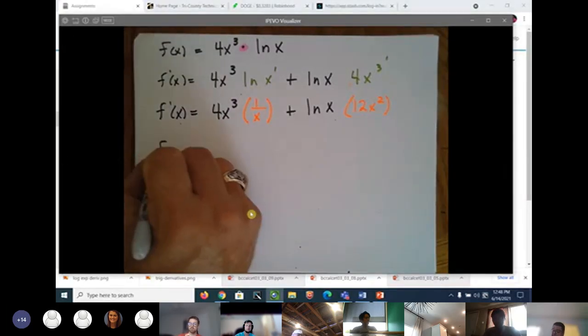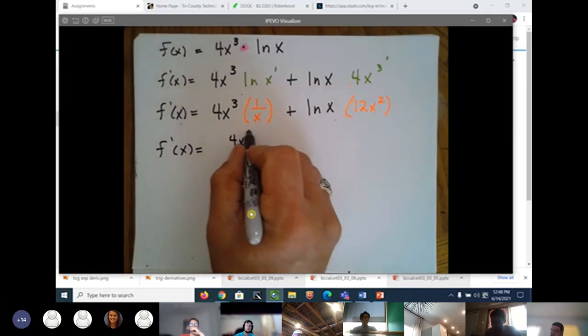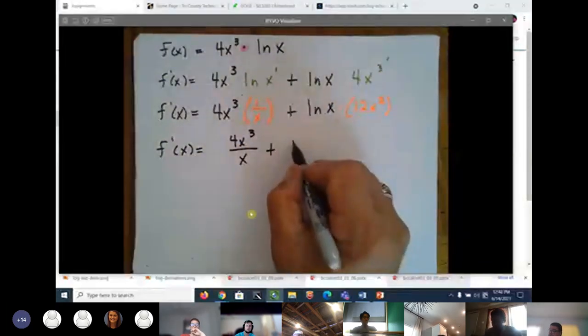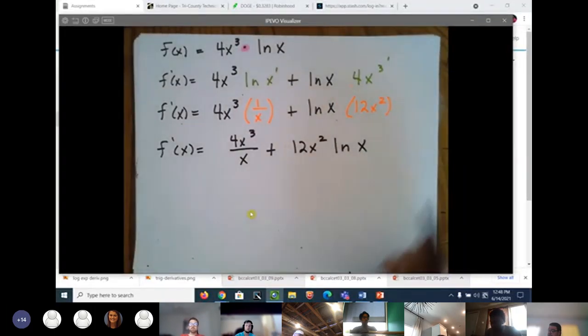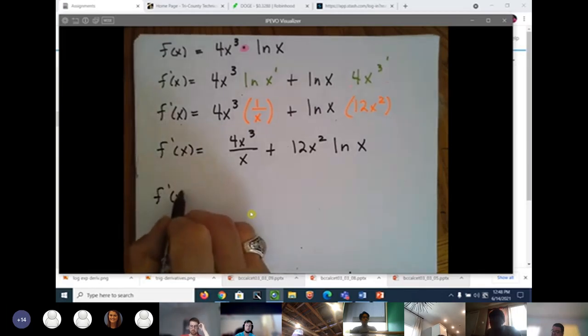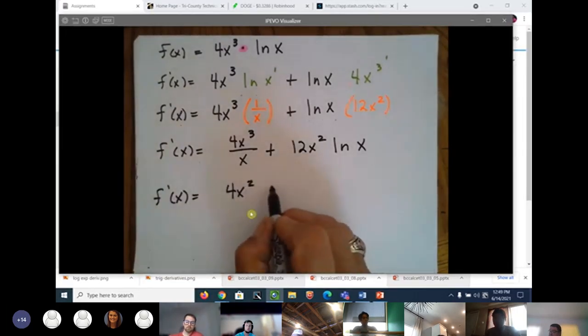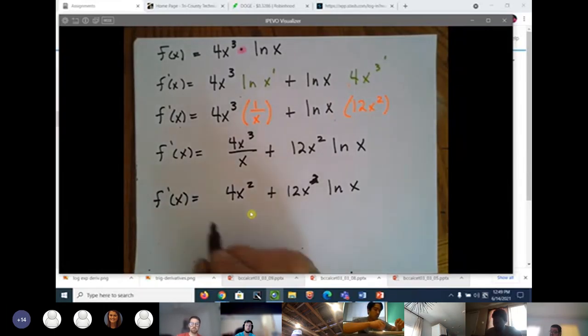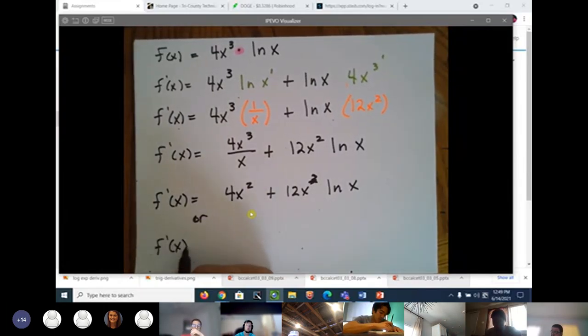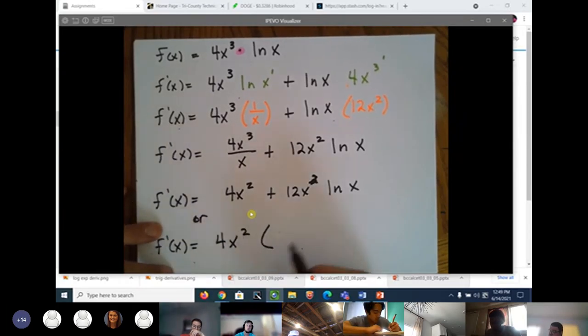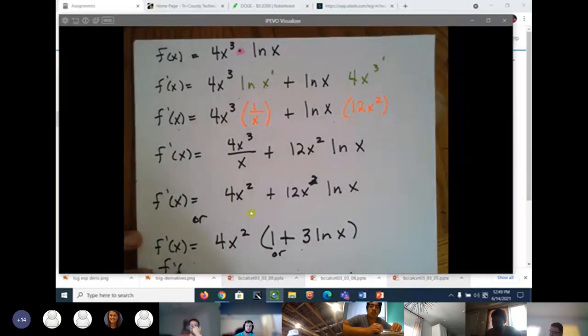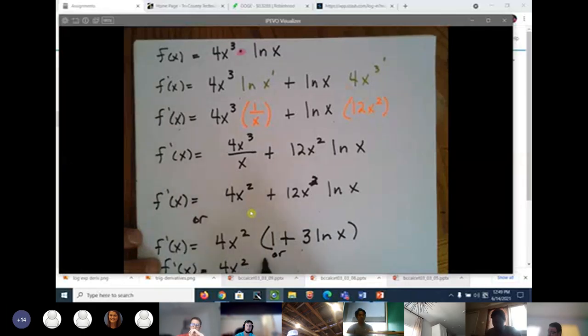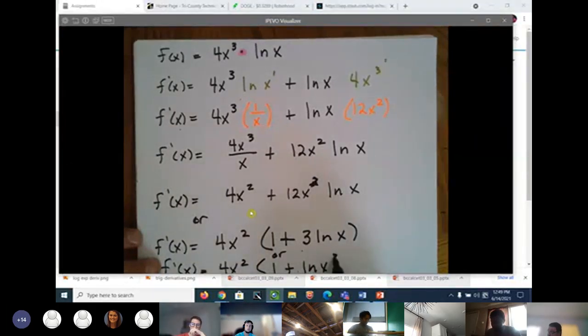So f prime of x is equal to 4x cubed over x plus 12x squared natural log of x. And that's going to be f prime of x is equal to 4x squared plus 12x squared natural log of x. Factor out 4x squared. That's going to give you 1 plus 3 natural log of x. And you could rewrite that as f prime of x is equal to 4x squared times 1 plus natural log of x to the third power.